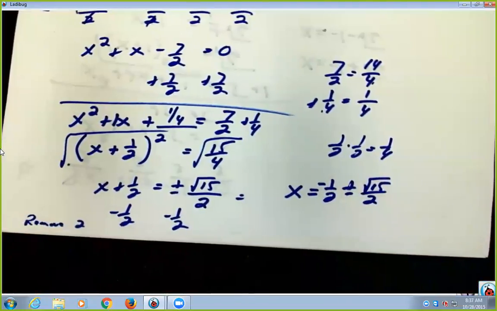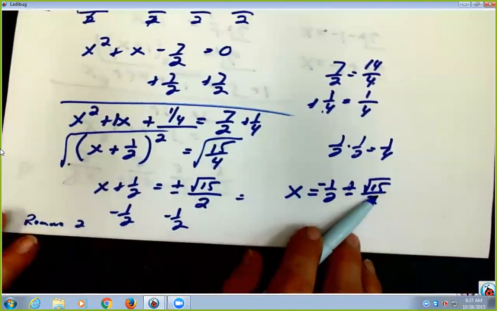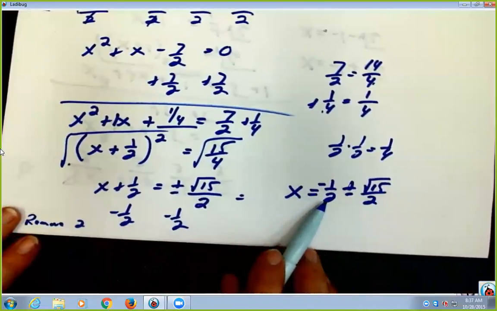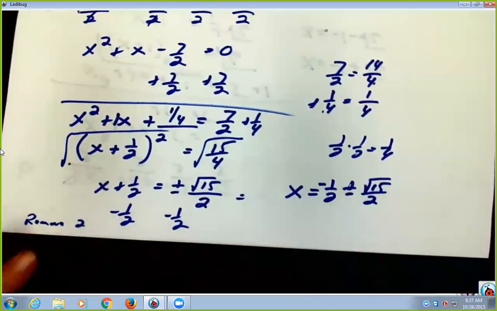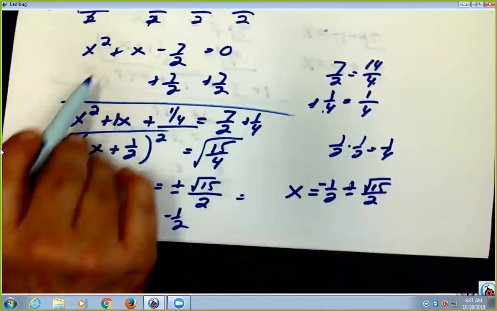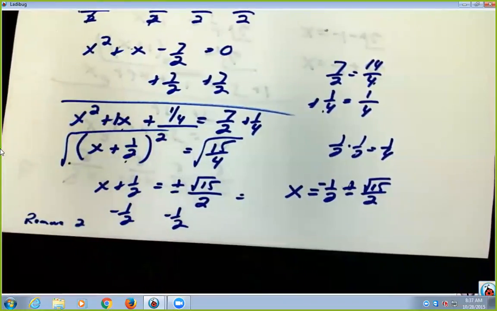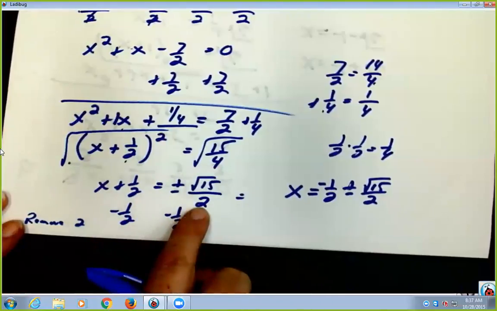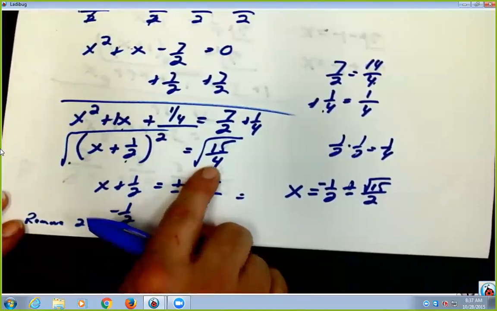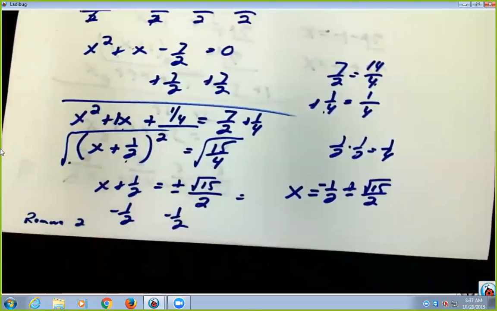So the two roots are negative 1/2 plus the square root of 15 over 2, or negative 1/2 minus the square root of 15 over 2. Okay? So just be careful when you have stuff that's not perfect halves in the middle. No, I took the square root of 4, so it's supposed to be over 2, because 4 is a perfect square, so you can pull out a 2. Okay, so that becomes that part.